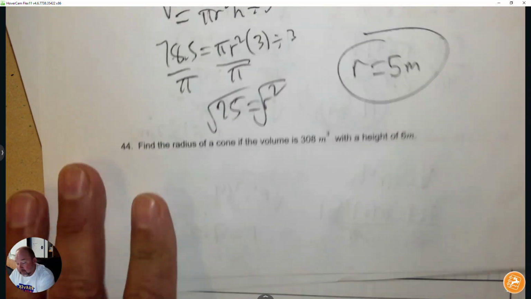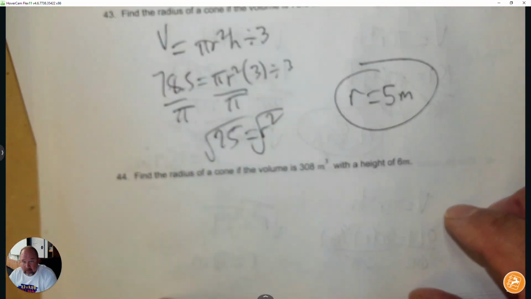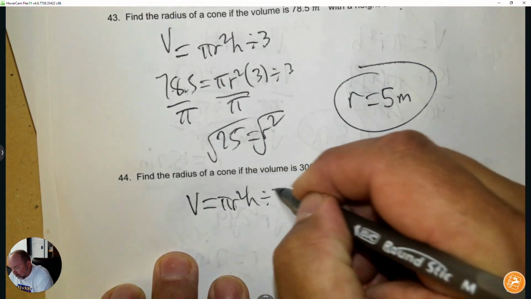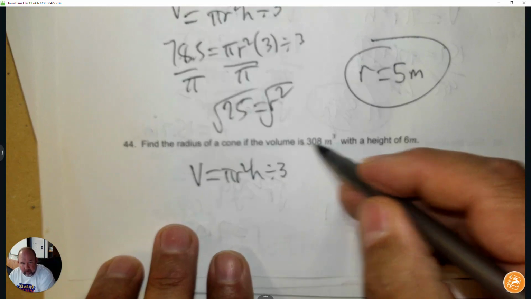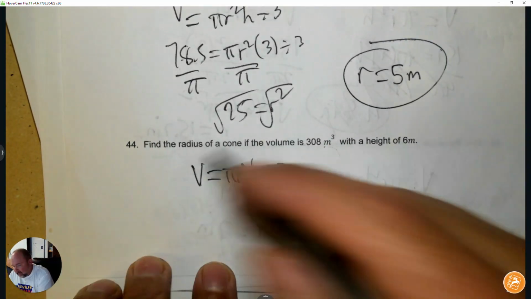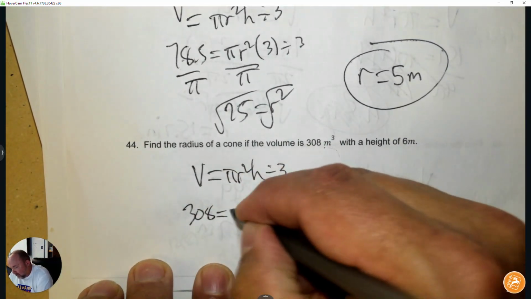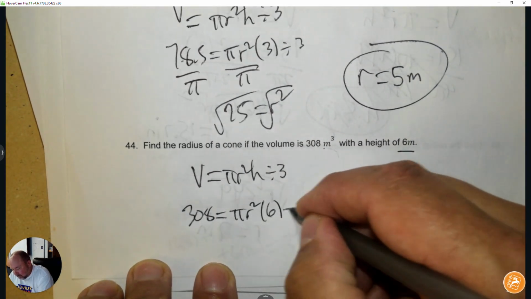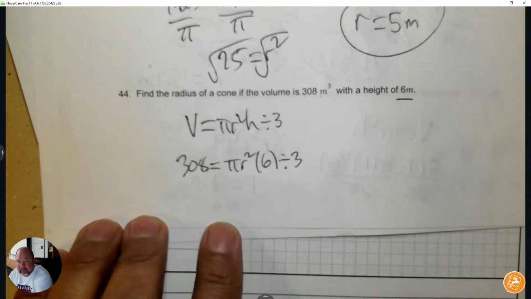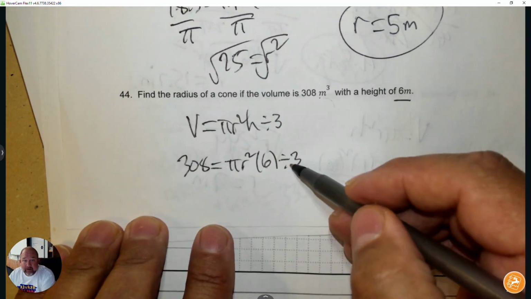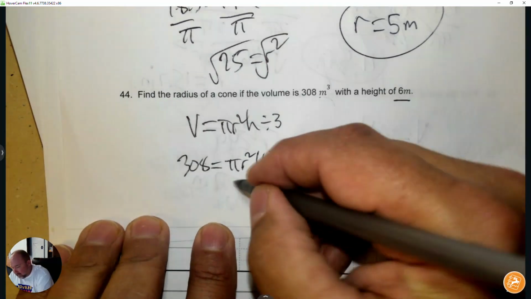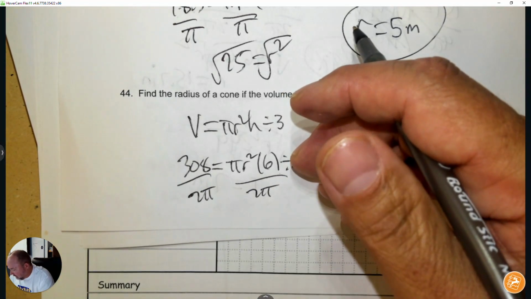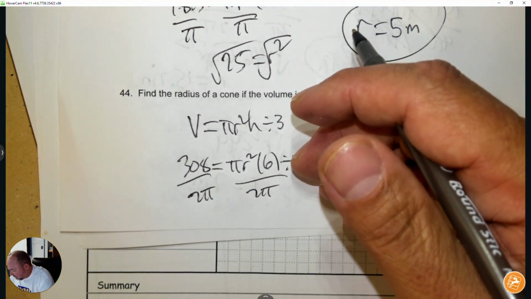All right, last one. You should try this one. It's just like number 43. So we have the cone. There's my formula for the cone. It says the volume is 308. So take out the V and put in 308. The height is 6 divided by 3. So 6 divided by 3 is 2, and that's 2 pi. Divide by 2 pi, so it's 308 divided by 2 pi.